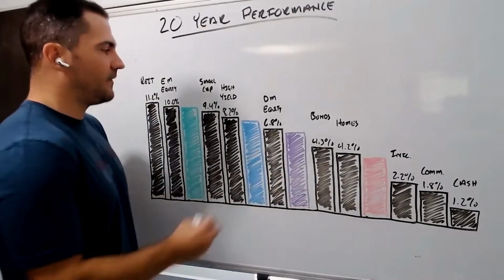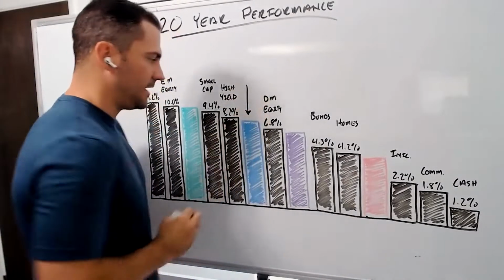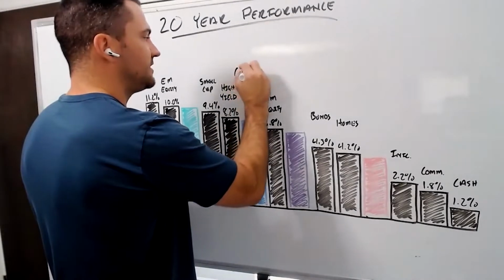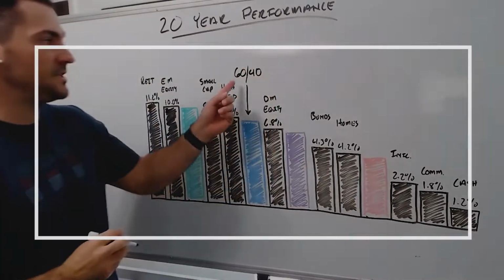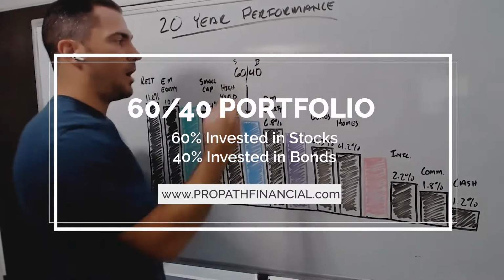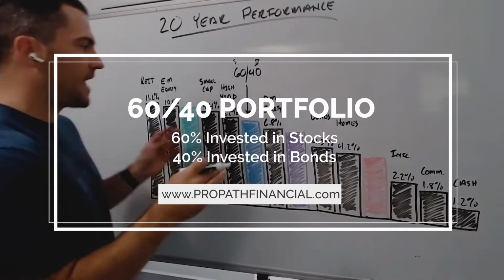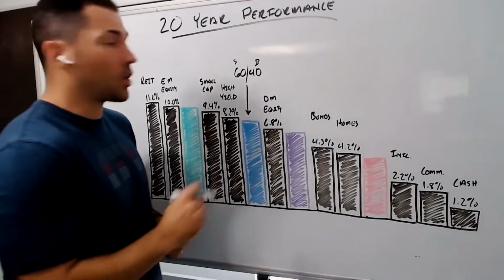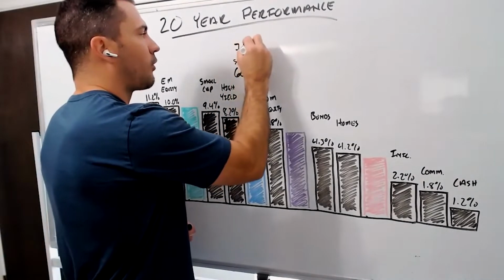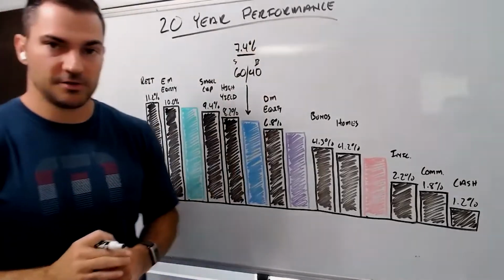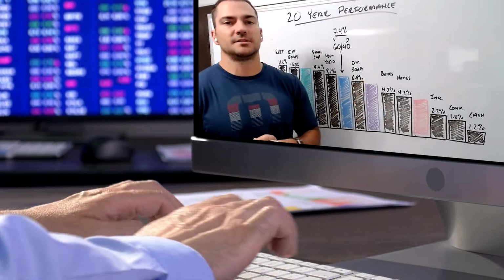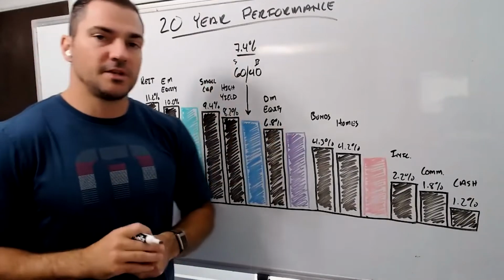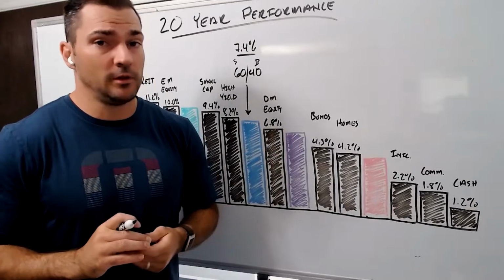So let's start here, this one right there. This is the performance of a 60-40 portfolio, 60% stocks, 40% bonds, completely diversified. You own all different asset classes of stocks and bonds. A 60-40 portfolio earned 7.4% over 20 years. And it was like, oh my gosh, owning bonds is terrible. Owning not enough stocks is terrible. 7.4% is a solid performance over a long period of time. It's really difficult to beat that.